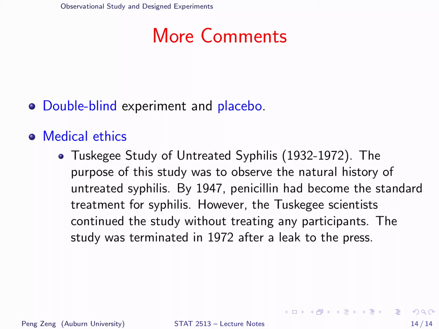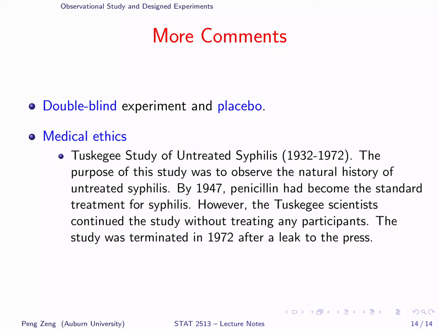Since we are talking about designed experiments, we have to mention medical ethics. This is a true story. The Tuskegee study of untreated syphilis. The purpose of the study was to observe the natural history of untreated syphilis. By 1947, penicillin had become the standard treatment for syphilis. However, the Tuskegee scientists continued the study without treating any participants.